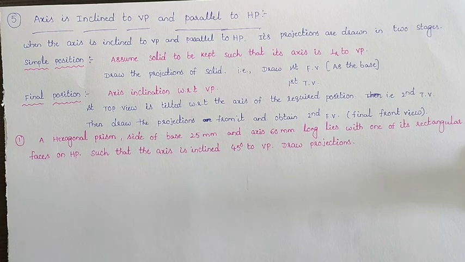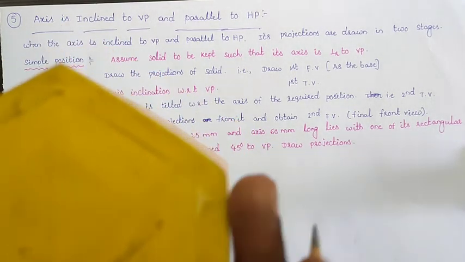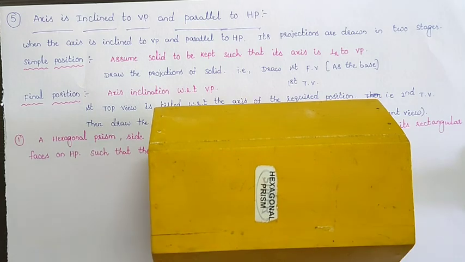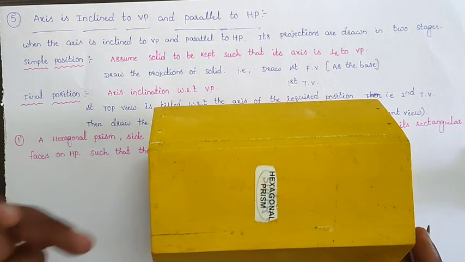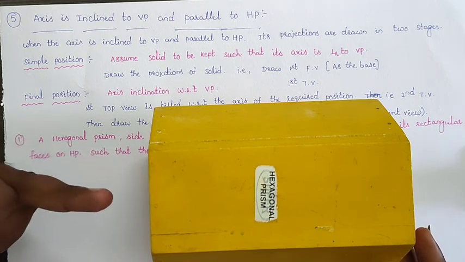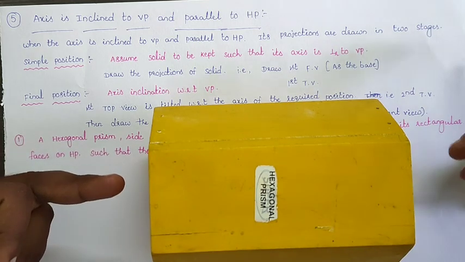Whenever its rectangular face is on the HP, what are the rectangular faces here? These are the rectangular faces here. Whenever one of the rectangular faces is on the HP, the position looks like this. When the rectangular face is on the HP, when you see the object from the front view direction, we will get the base of that view.